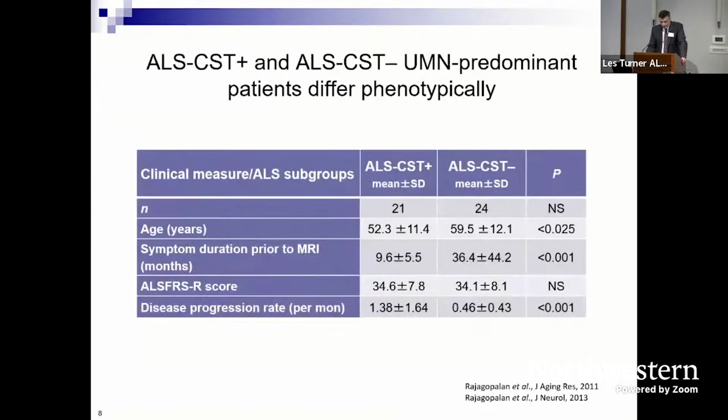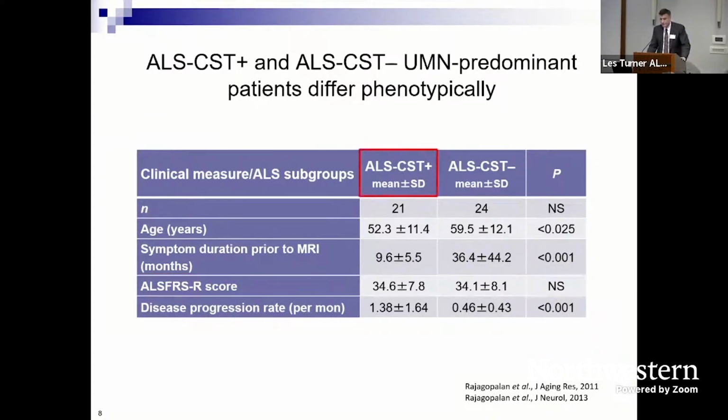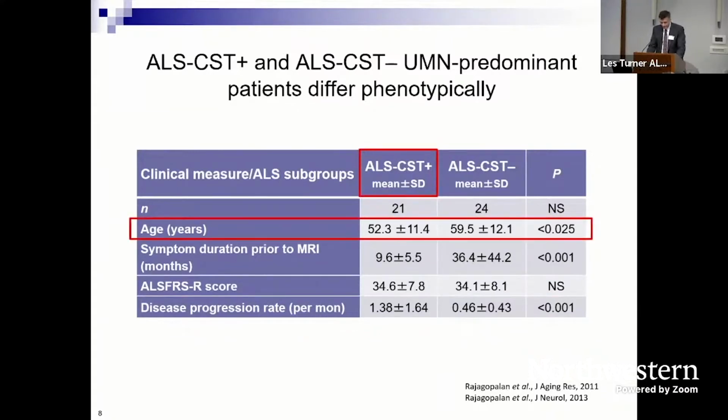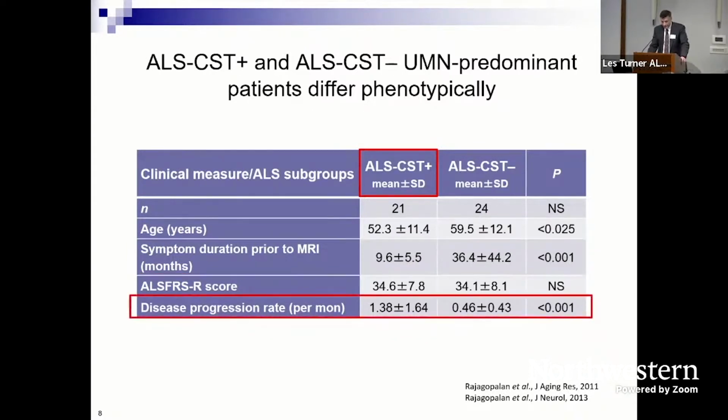Although these ALS patients had the same degree of upper motor neuron involvement and functional deficits as measured by the revised ALS functional rating scale, or ALSFRS-R, patients with CST hyperintensity were almost 8 years younger, had been experiencing their symptoms for a much shorter period of time, less than a third as long as the other subgroup, and had a monthly progression rate of disease that was about 3 times as fast as patients without CST hyperintensity.